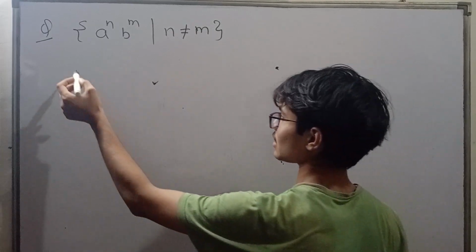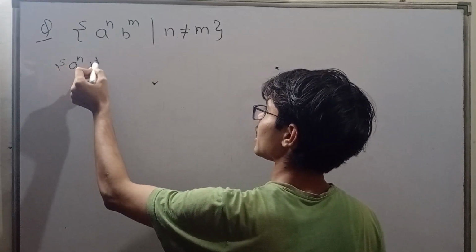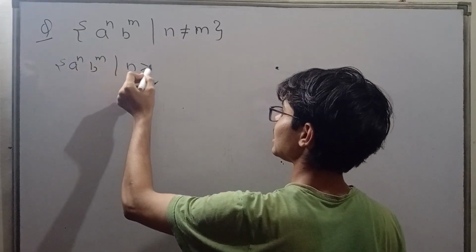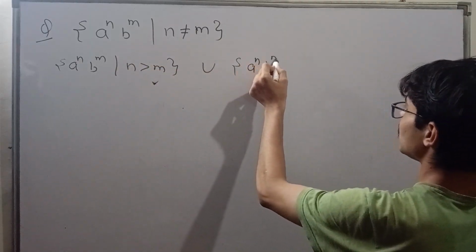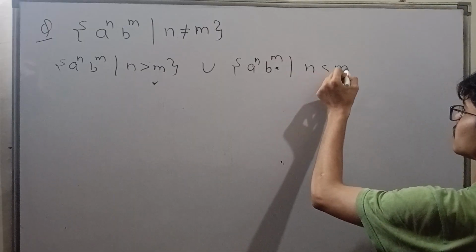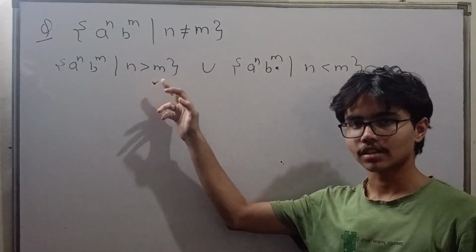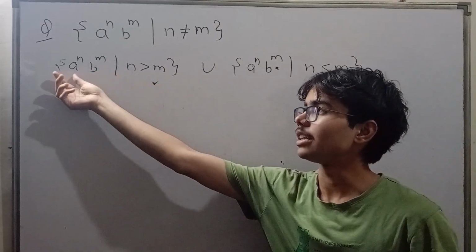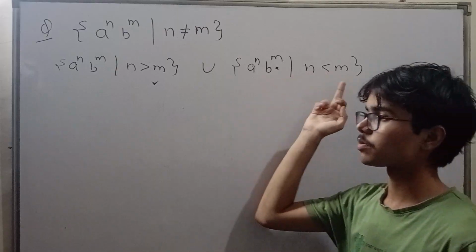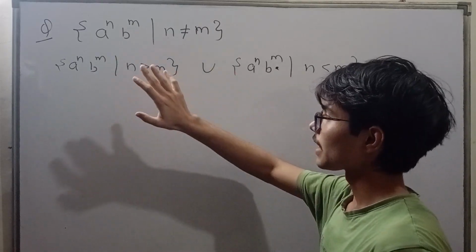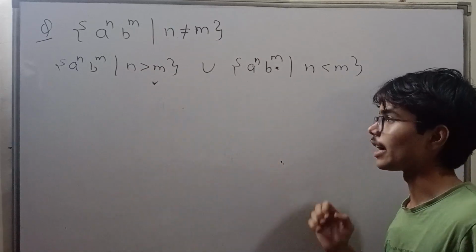So that means I can say that this language I can divide in two parts: a power n, b power m, such that n is greater than m, union a power n, b power m, such that n is smaller than m, that means m is greater. This can be written like either the number of a must be greater than b or the number of b must be greater than a. After that I will generate this language and I write plus. So that's how I can do this.